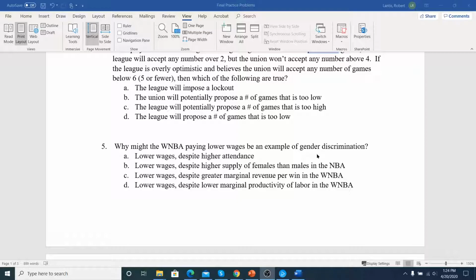Just because they had higher attendance, we would have to look at ticket prices. We would have to look at ads, broadcast deals that the leagues were making. So attendance alone is not indicative that you have a higher demand curve, right? Or higher marginal revenue. Lower wages despite higher supply of females and males in the NBA. We'll actually think about what would the impact be if everything else was the same, but we've got a higher supply of females.